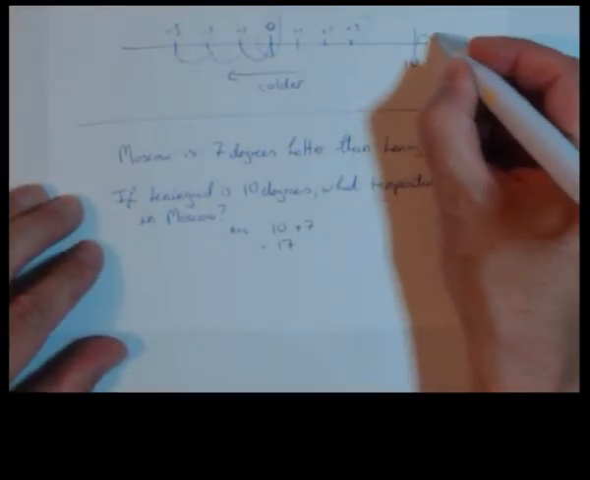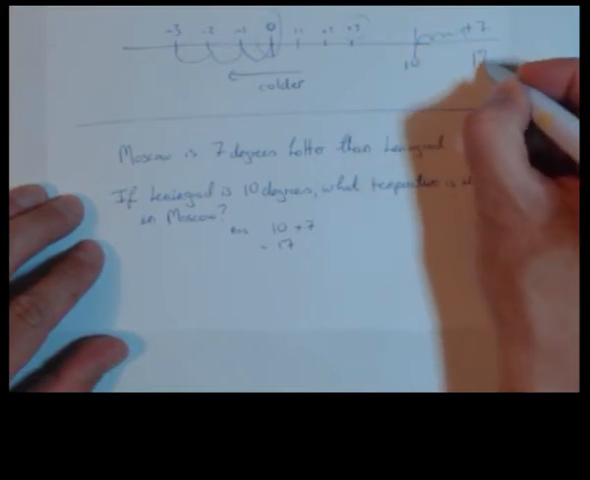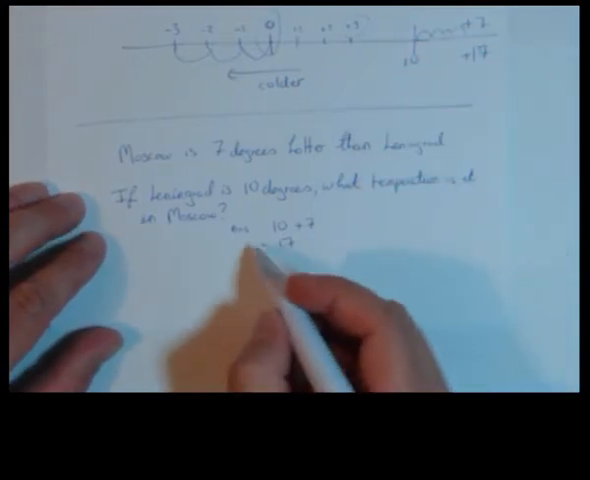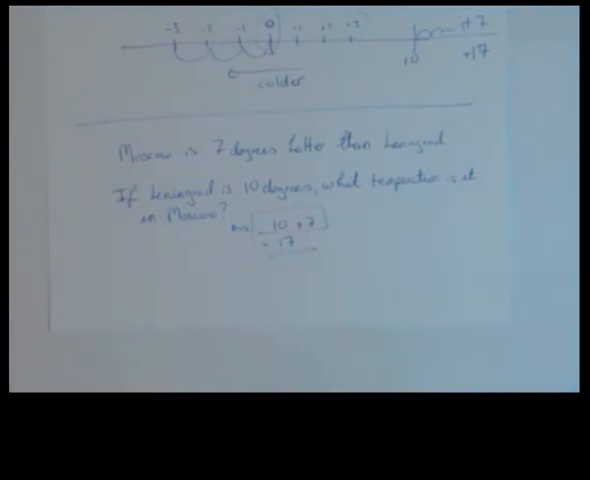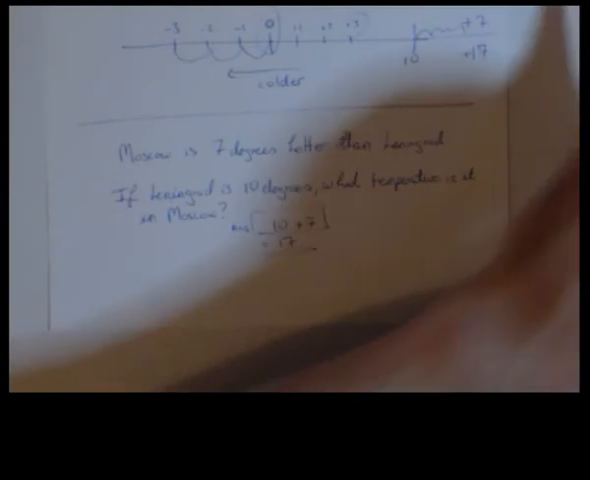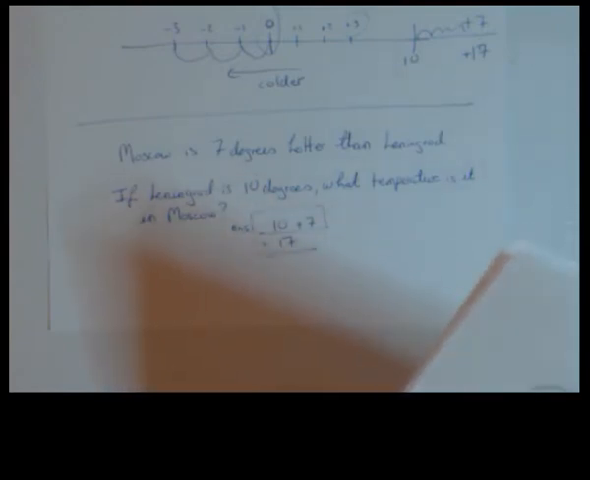We go another 7 degrees up for a total of 17 degrees Celsius. So we have to start at 10, we go up 7, and we end up at 17. And that looks just exactly like the way you would normally add. The same way you'd add apples, 10 and 7 apples.